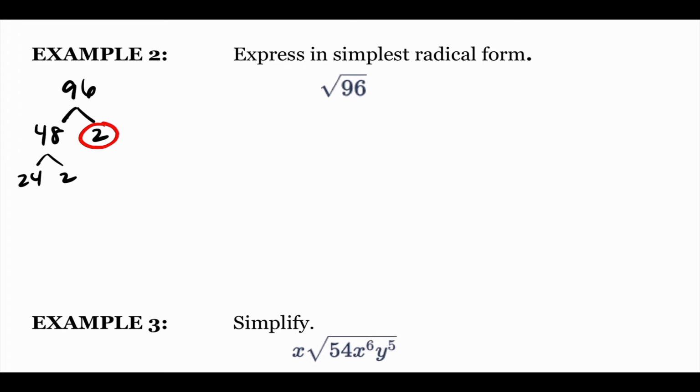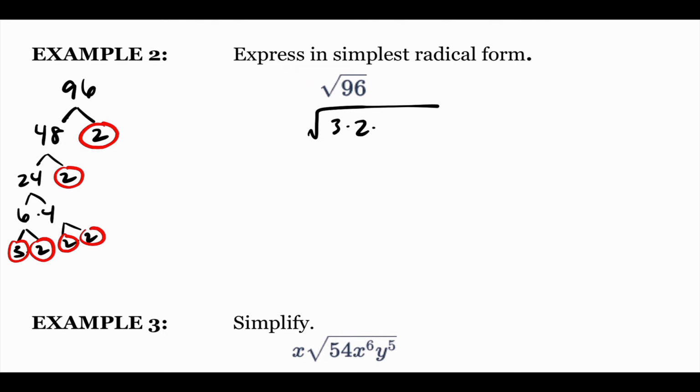24 and 2. Circle the 2. 24 is 6 times 4. 6 is 3 times 2. 4 is 2 times 2. Okay. So when you're done, it doesn't matter where you started. When you're done with 96, you should have 5 2s and 1 3. We're going to put those back in. A 3, 2, 3, 4, 5.